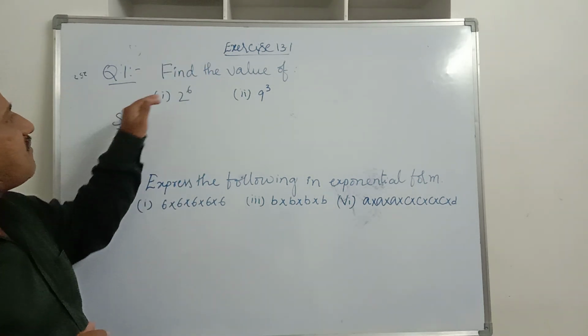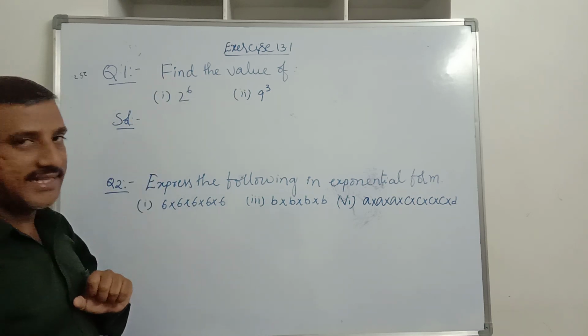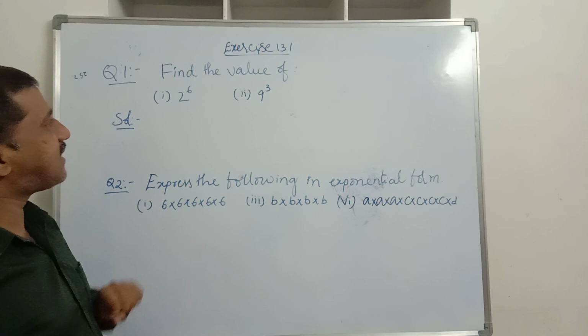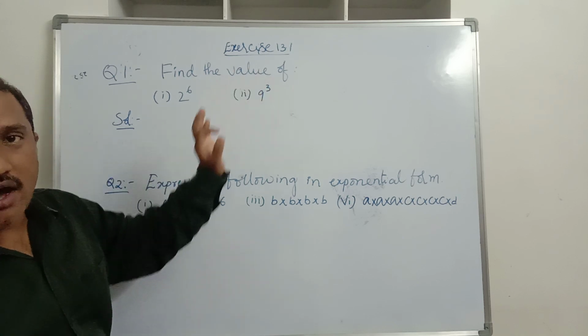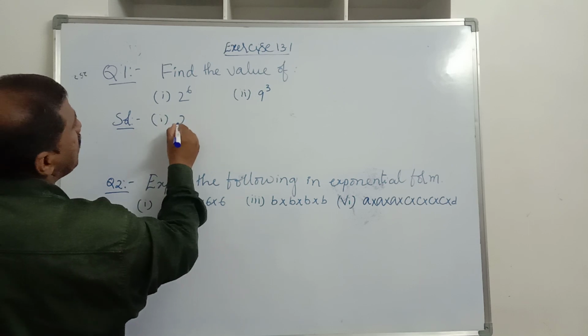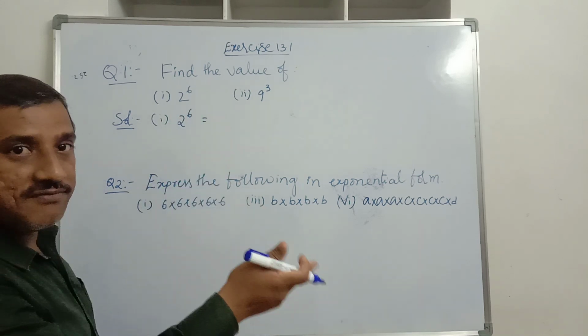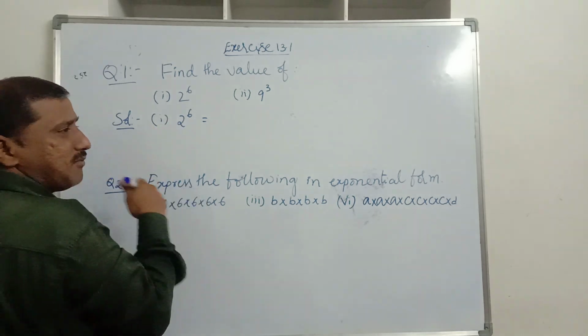Question number 1. Find the value of the following: 2 to the power of 6, or 2 raised to the power 6, and 9 to the power of 3, or 9 cube. See the first sum. 2 to the power of 6 means 2 is multiplied by itself 6 times. How many times? 6 times.